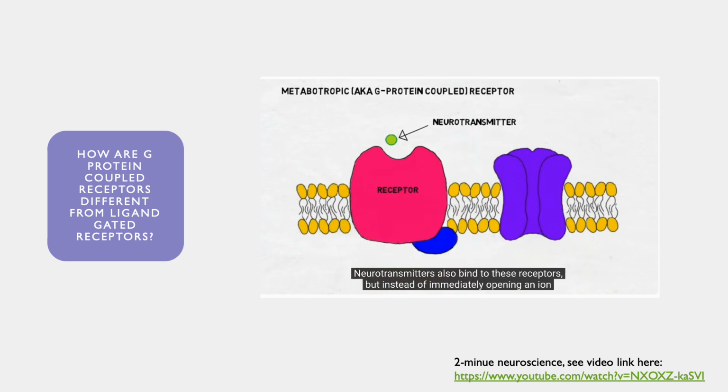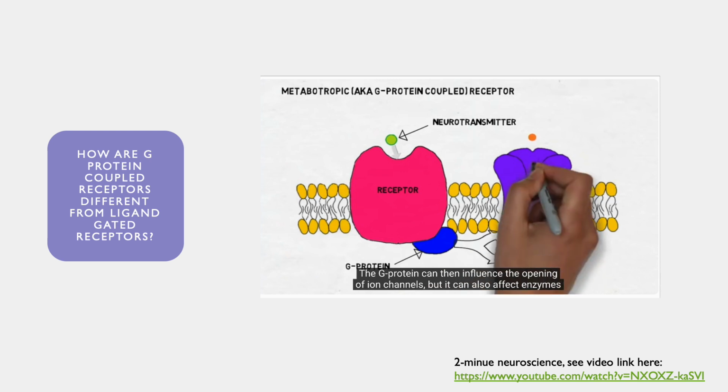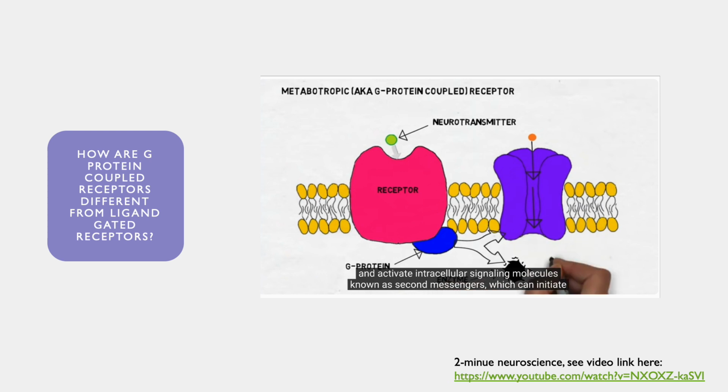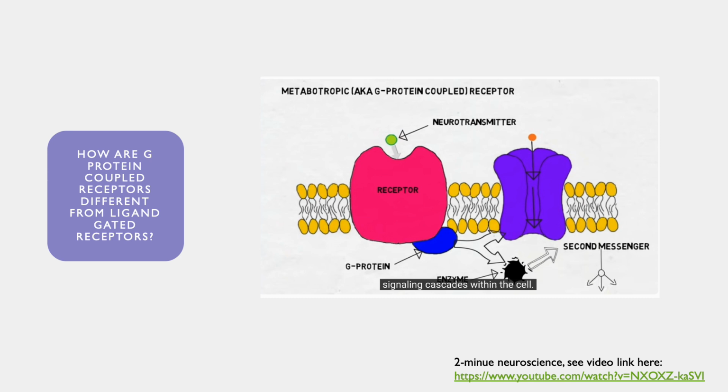What I do want you to know is that when a neurotransmitter binds and induces this conformational change, it can cause other changes at the phospholipid membrane. For example, the G protein can influence the opening of ion channels nearby. And it can also affect other enzymes, such as second messengers. Second messengers help modulate other signaling cascades in the neuron and can actually influence the cell's metabolism.